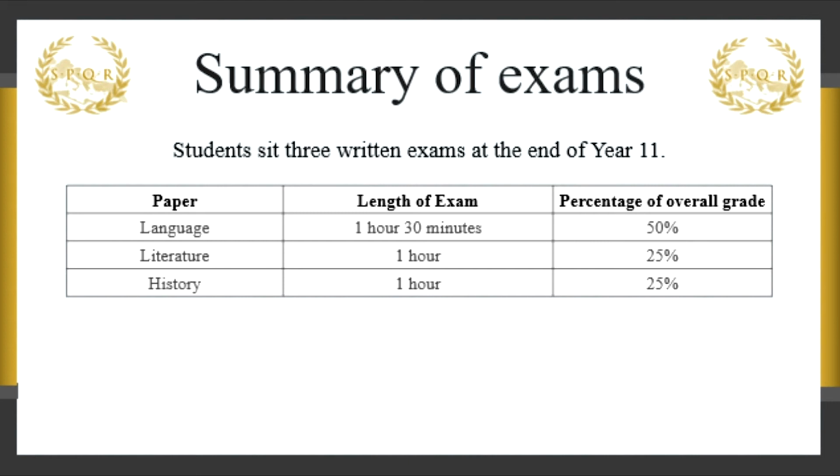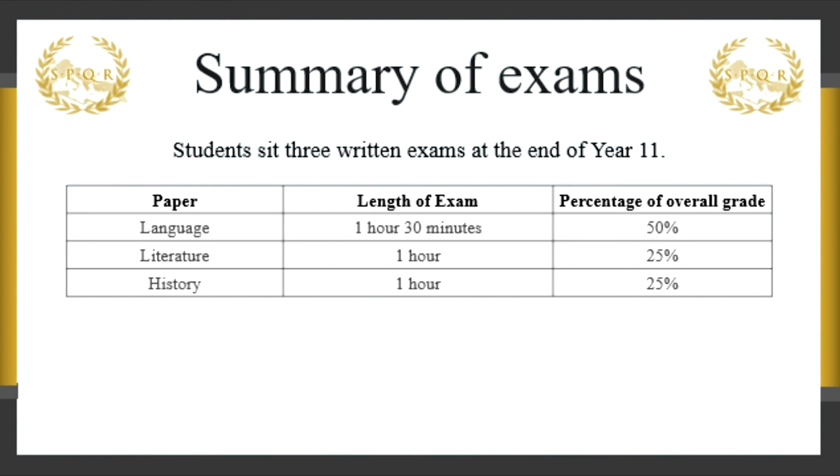The next section of the exam is a literature exam, and the paper lasts 1 hour in duration. This makes up 25% of your overall grade. The literature exam assesses your ability to understand a selection of short Latin poems, which you will have seen in advance of the exam, and answer GCSE English language style questions on these short poems.